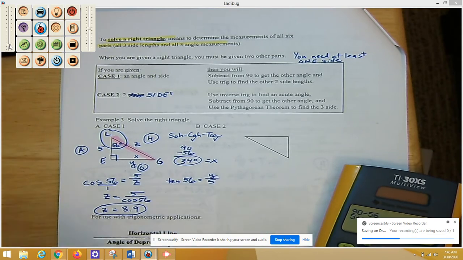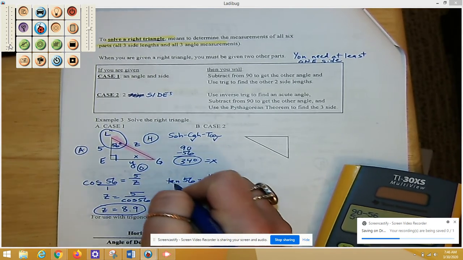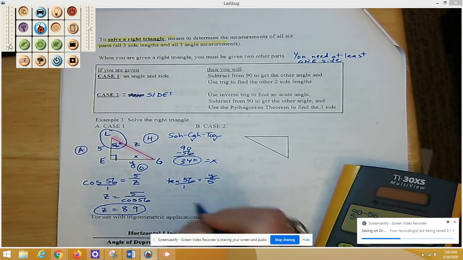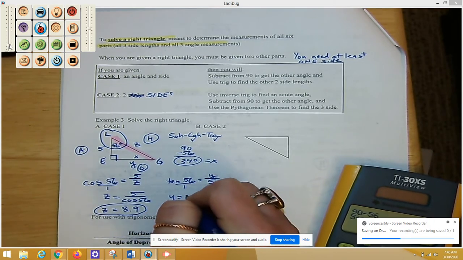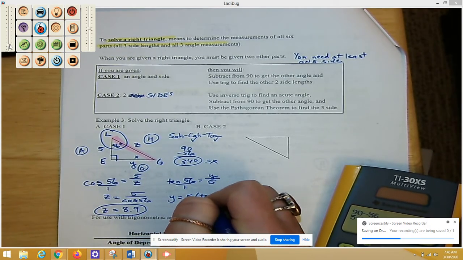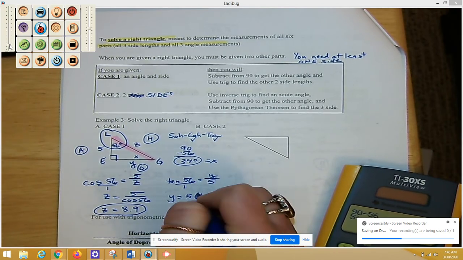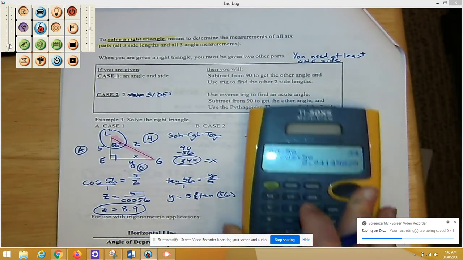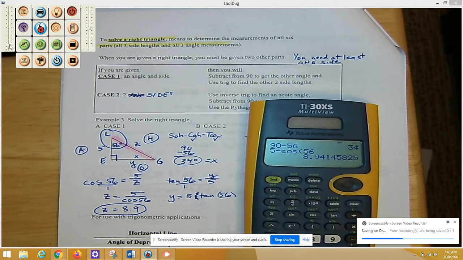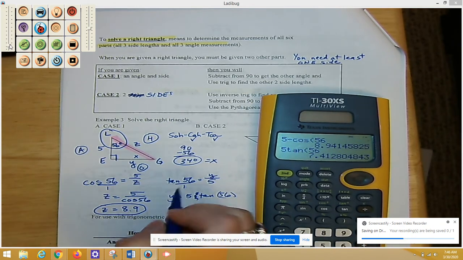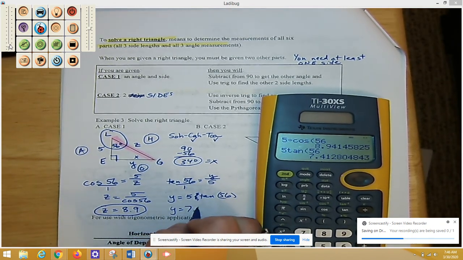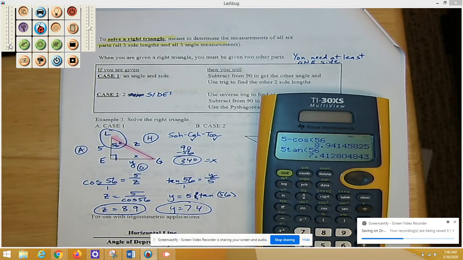And now the variable's in the numerator. So when that happens, you're just going to cross multiply. So I'm going to get Y equals 5 times the tangent of 56 degrees. I don't need parentheses there, so I kind of regret writing that. And then I would just type it right into my calculator: 5 times the tangent of 56. I don't need to put a multiplication symbol in, but if I do, that's okay. And I get 7.4.